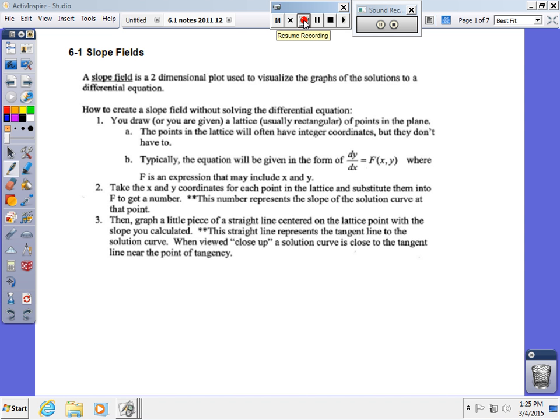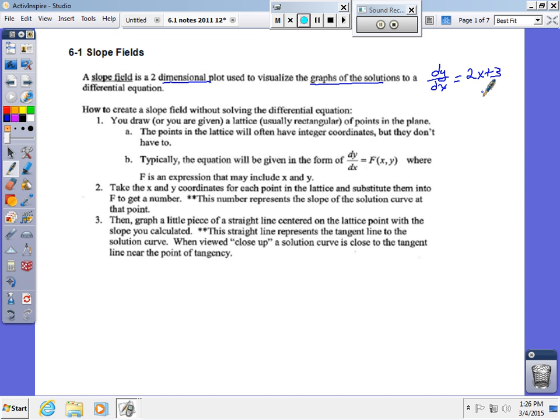Okay, section 6.1, we're going to talk about slope fields, and we had discussed these earlier in the year, I believe in chapter 4. A slope field is a two-dimensional plot, a visualization of the graphs of the solutions to the differential equation, which is, again, kind of wordy. But basically what it's saying is if you have the differential equation dy/dx equals 2x plus 3, that's called a differential equation, which is just notation for the derivative of some original function.